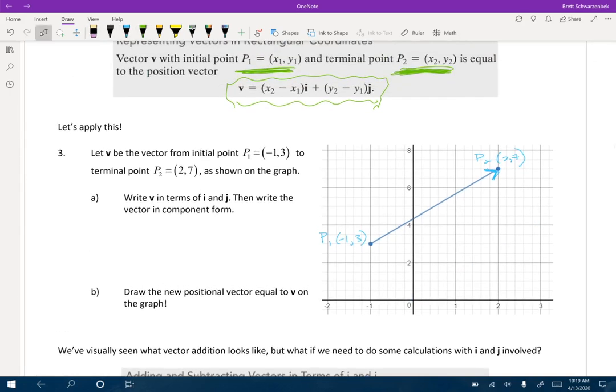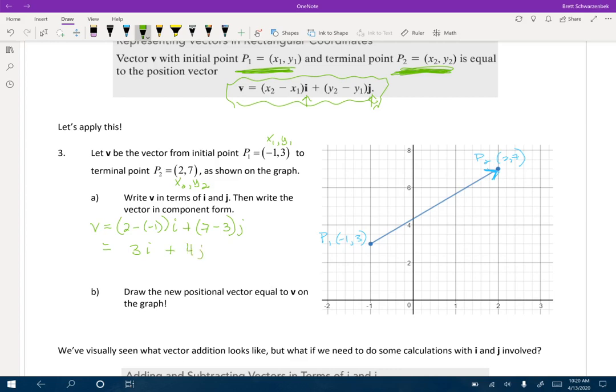So let's say we are converting the vector v, right? So let's look at our points. This is going to be x1, y1, and this is going to be x2, y2. All right, so how do we do this? Well, we first do x2, which is 2, minus x1, which is negative 1, and then times i, which is here, plus y2, which is 7, minus y1, which is 3, times the j, which is here. Okay, very straightforward. So if we do the math, we're going to get 3i plus 4j.